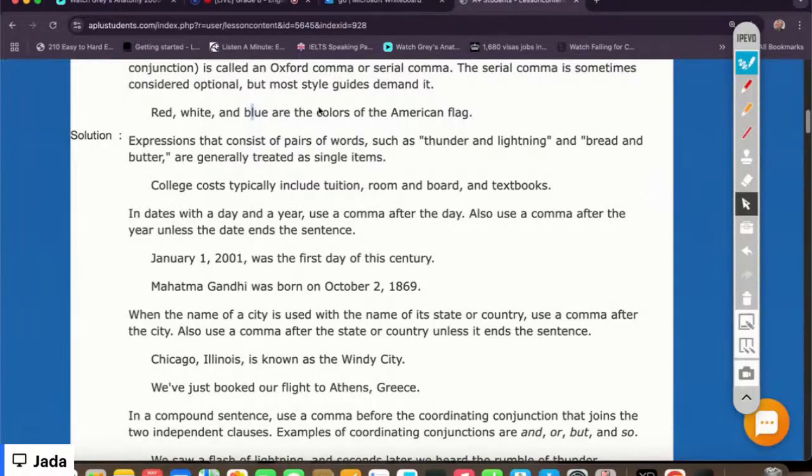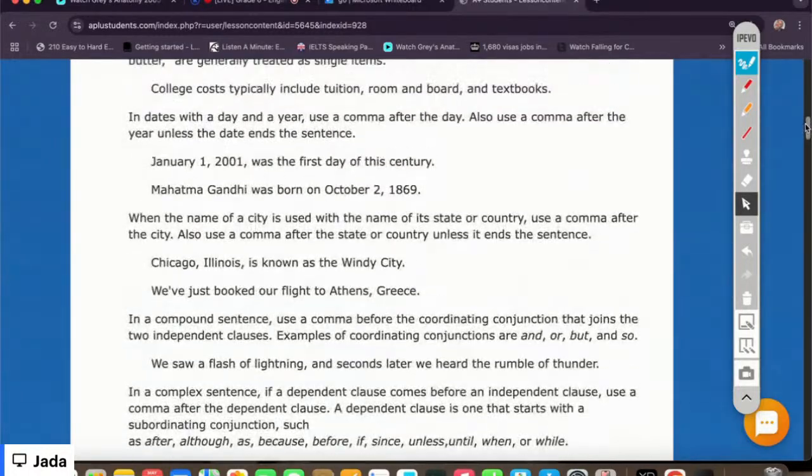So we have red, white, and blue are the colors of the American flag. Expressions that consist of pairs of words such as thunder and lightning and bread and butter are generally treated as single items. So you cannot separate these words because they are treated as a single item. They go together. So it's like saying college costs typically include tuition, room and board, and textbooks. So you cannot put a comma in between the room and board because they're already treated as one. So you do not need to add your comma.